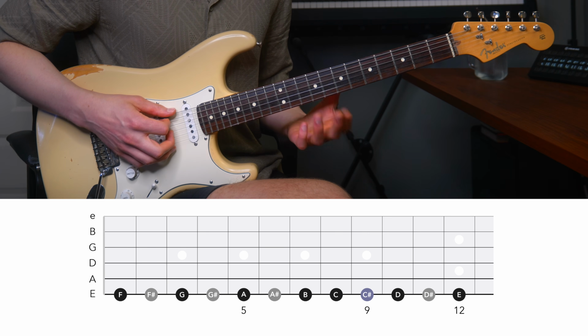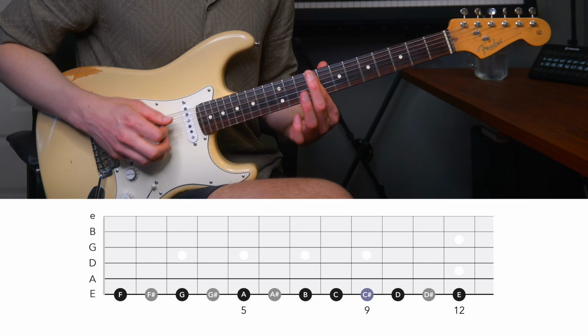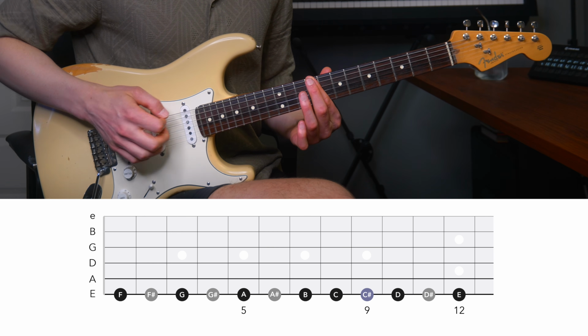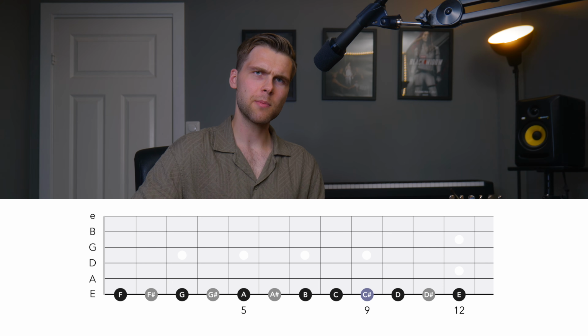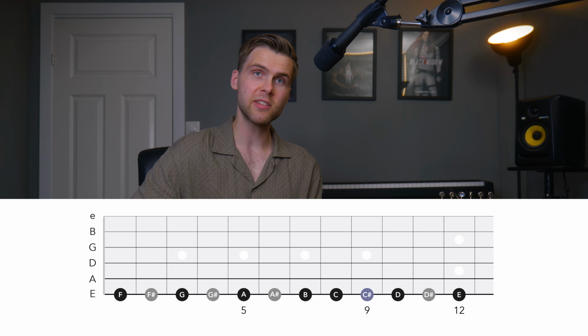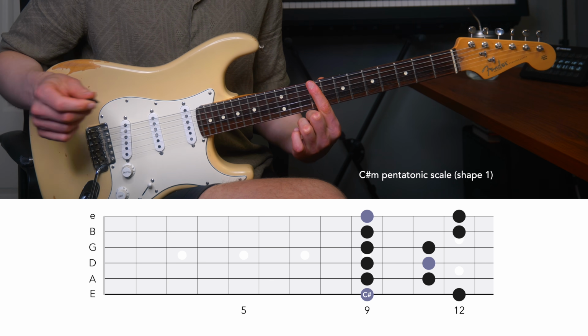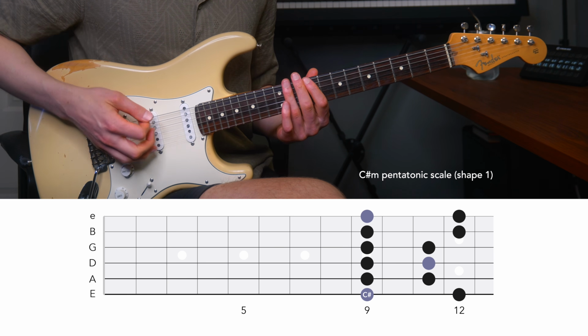So that's going to be from the 9th fret on the low E string. That's a C#. And John Mayer uses the pentatonic scale a lot, and most of his playing is actually built around the pentatonic scale. So from the C#, we're going to play shape 1 of the pentatonic scale, which looks like this.